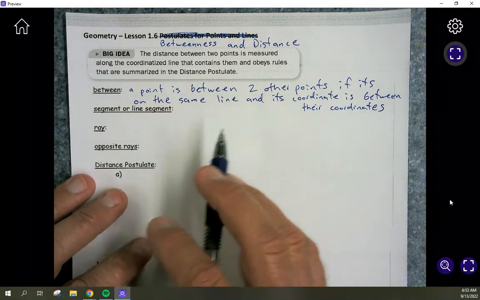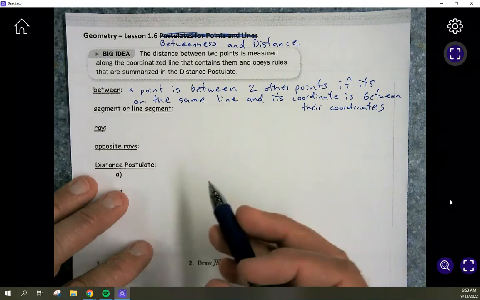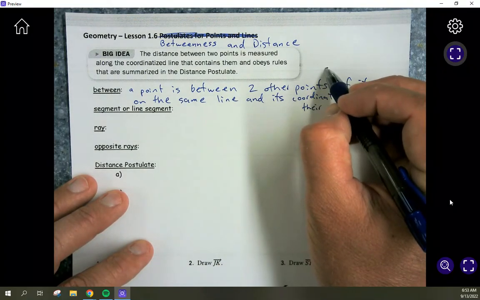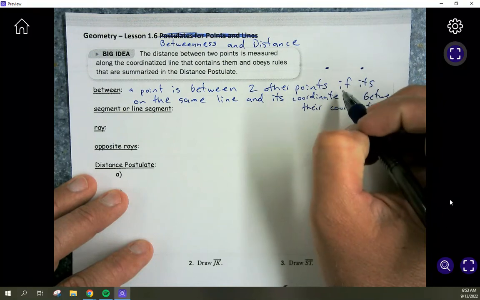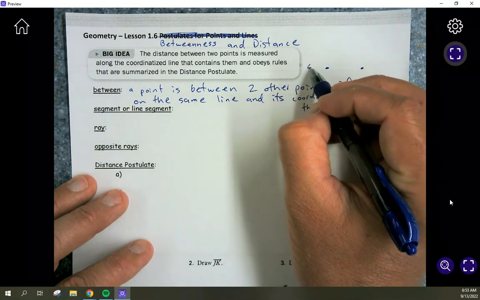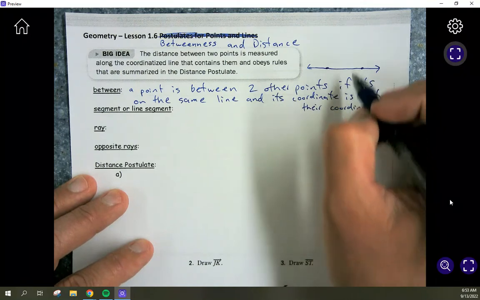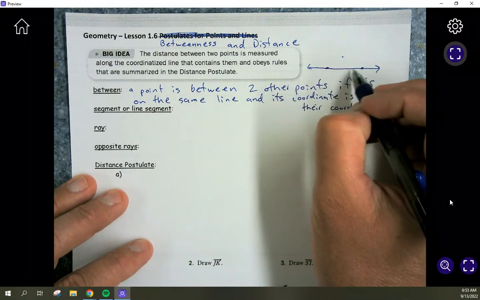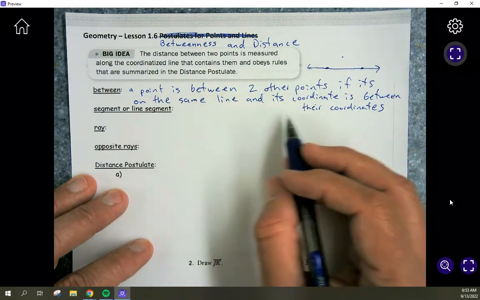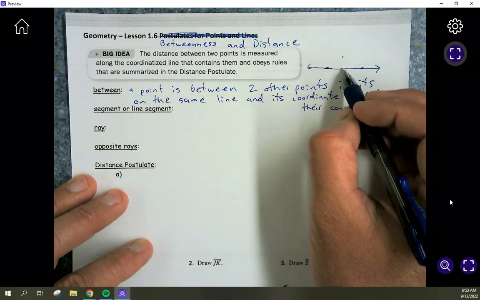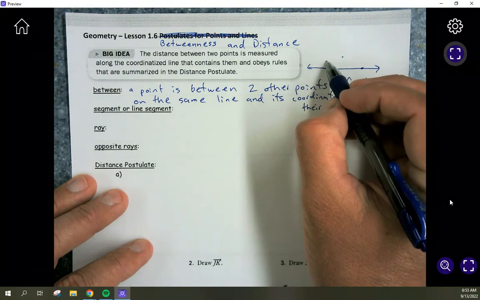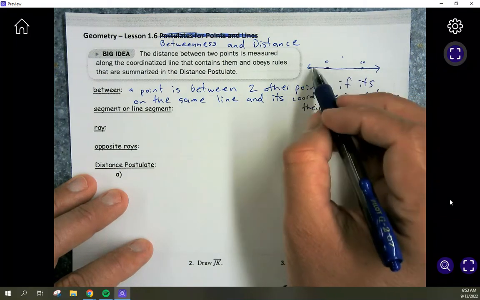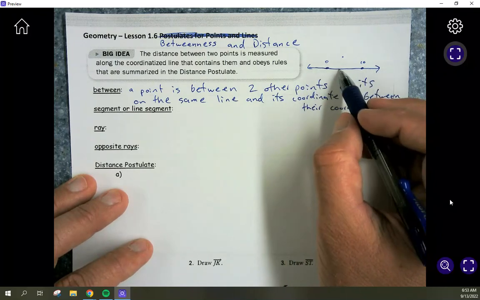All right, so a point is between two other points if it's on the same line and its coordinate is between their coordinates. So obviously if we have 2 points like this, that are on the same line, a point that's up here would not be considered between them. The point has to be on the same line. That's why we had that first part. And the coordinate needs to be between their coordinates. So if this was 0 and this was 10, it would have to be between 0 and 10. It can't be less than 0 or more than 10, or it's not between them.